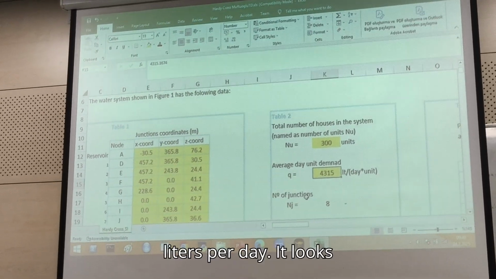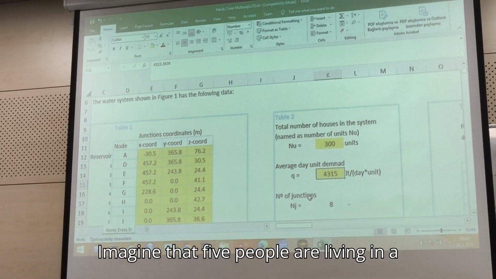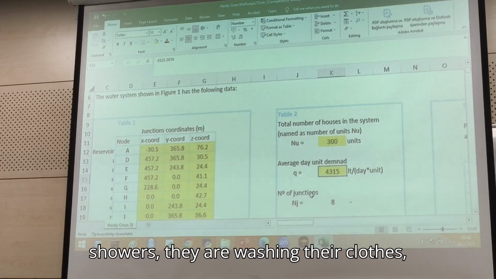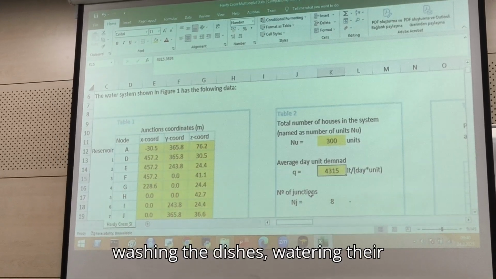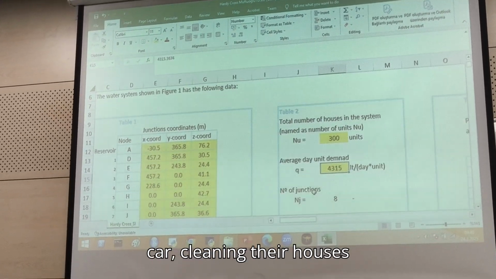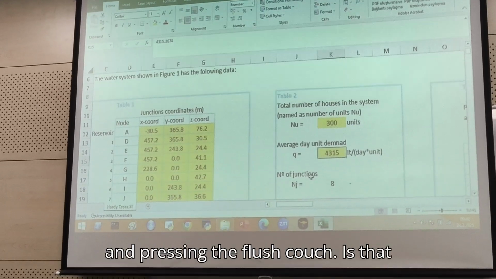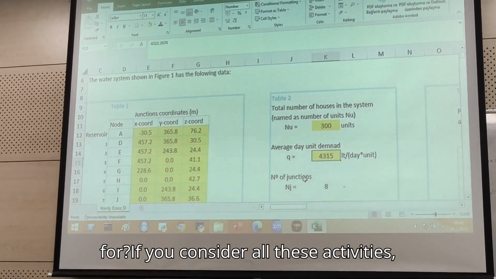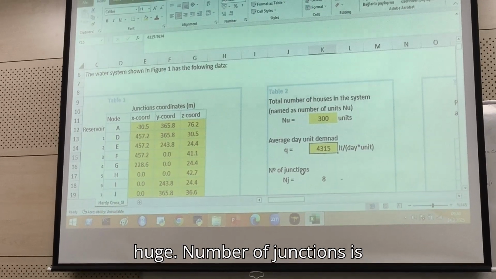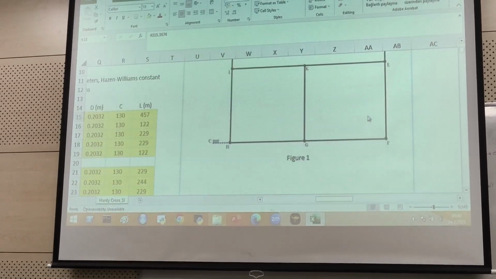4,315 liters per day. It looks quite huge, but actually it is not. Imagine that 5 people are living in a house, they are taking showers, they are washing their clothes, washing the dishes, watering their garden, cleaning their car, cleaning their houses, I don't know, even going to a toilet and pressing the flush counts. Therefore, if you consider all these activities, the value is not that huge. Number of junctions is 8. It's obvious if you just count 1, 2, 3, 4, 5, 8.